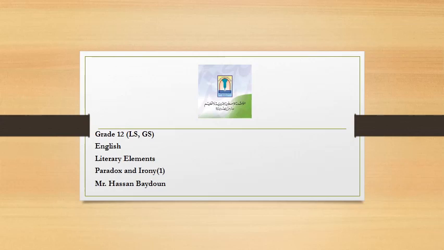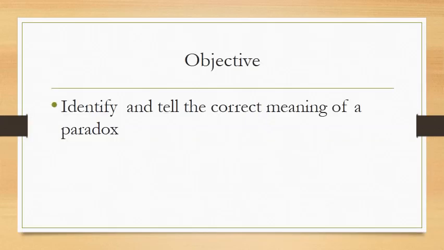This lesson is about paradox and irony. It is made of two parts. The first part is going to be only about paradox. The second part will be about the commonalities and differences of paradox and irony. This lesson is intended for grade 12 life science and general science. The purpose of this lesson is to identify and tell the correct meaning of a paradox.